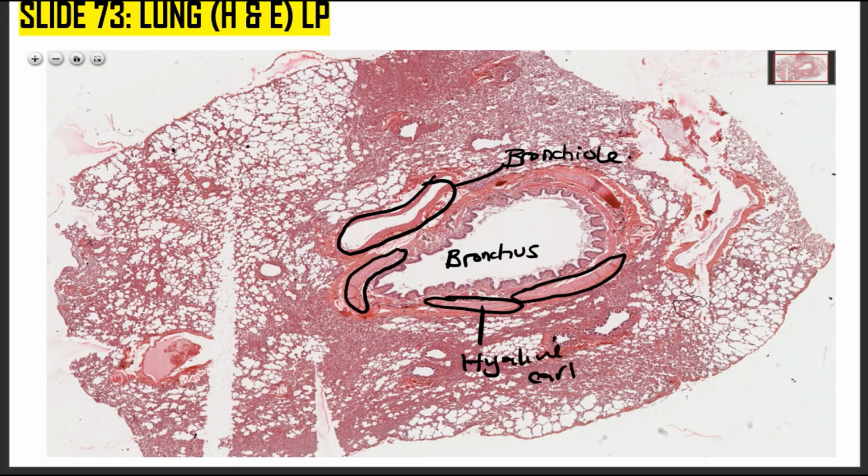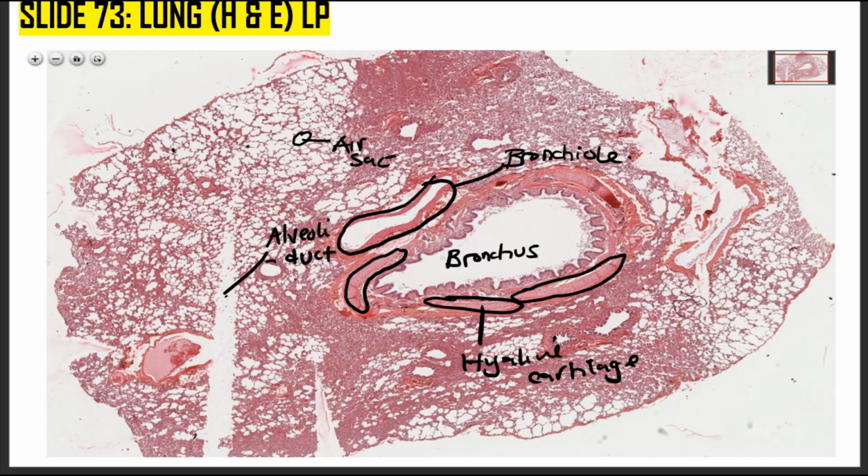Hyaline cartilage. But a bronchiole doesn't have hyaline cartilage. What you see here, these are air sacs. So this is an air sac. This portion here that is leading to an air sac is what we call an alveoli duct.